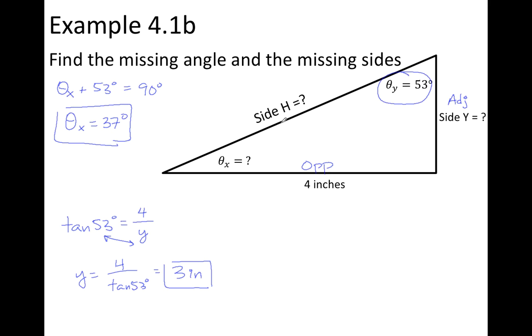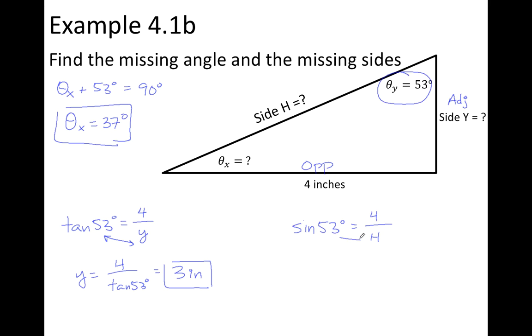To solve for side h, the hypotenuse of the right triangle, we have to choose a trig function that relates one of the known sides, and now we know two of the legs. I'll choose the opposite side, which is 4 inches, and the hypotenuse, and that is sine. Sine relates the opposite side, which is 4 inches, over the unknown side, which I want to find, side h.